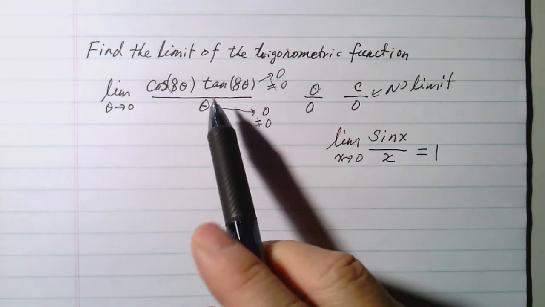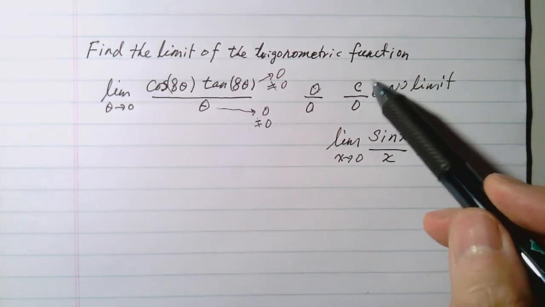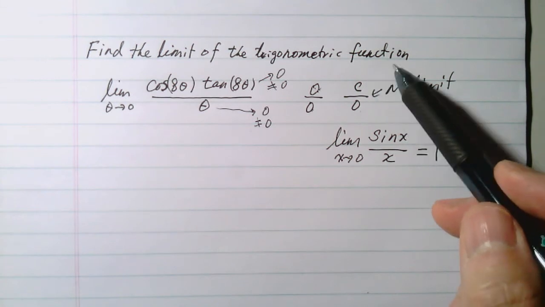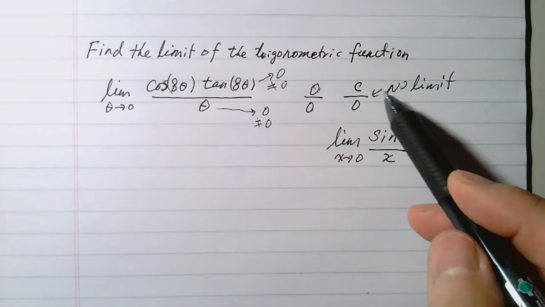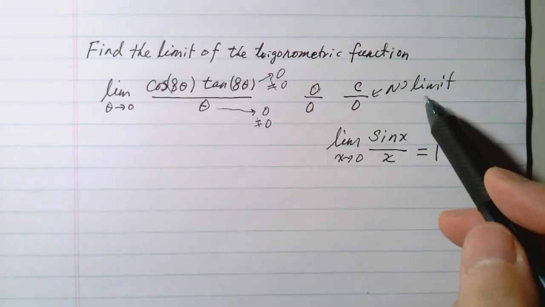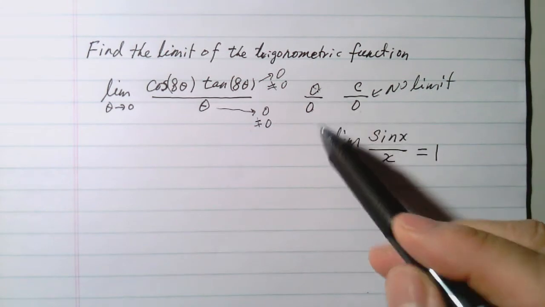I don't want to say it does not have a limit. If the numerator goes to a nonzero constant and the denominator goes to 0, then in this case we know we don't have a limit. But if we have a 0 divided by 0 form, we may have a limit.